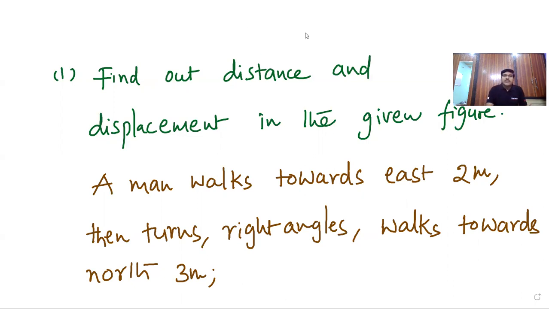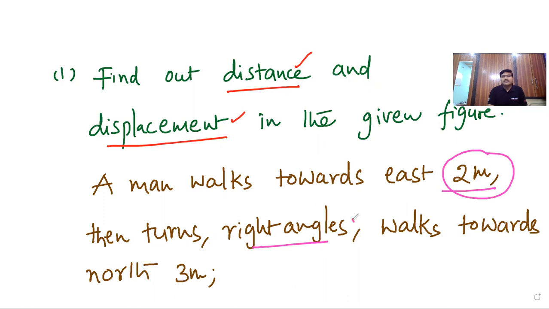In this problem, we need to find out the distance as well as displacement. And what is the concept here provided to us? A man walks towards east 2 meters, then turns right angles, walks towards north 3 meters. This is the given. Clear? Let us take up the problem. Observe.